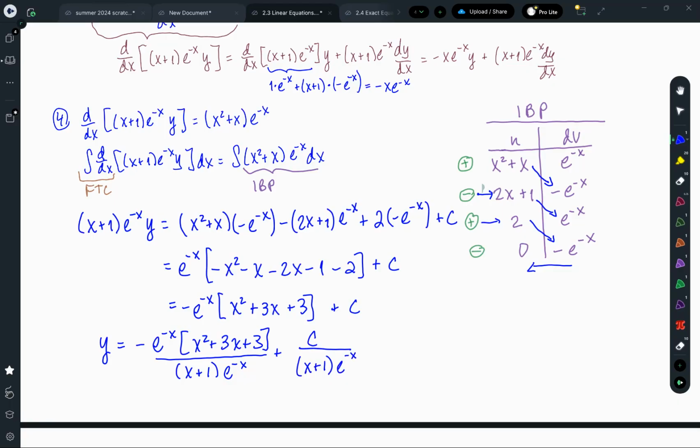If I rewrite this and simplify it, and the e to the minus x's need to be written upstairs in the second fraction. In the first fraction, the e to the minus x's divide out. Also in the first fraction, the x squared plus 3x plus 3 doesn't factor, so nothing's going to simplify. And my final solution here is going to equal a negative of the x squared plus 3x plus 3 divided by x plus 1 plus a c e to the x over x plus 1.